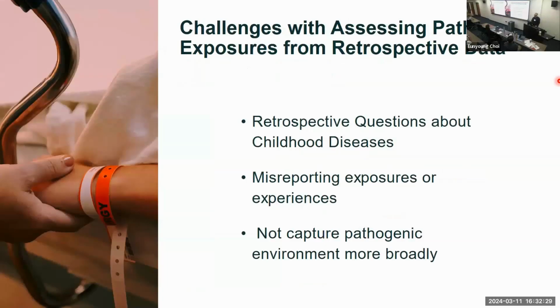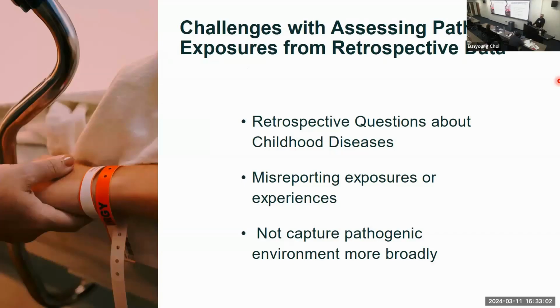So, challenges with assessing pathogenic exposures from retrospective data. The HRS does actually ask respondents if they had childhood diseases. However, when I was looking at this data, and I think it's admirable that the HRS collects it, I'm not sure how much I trust it given some of the prevalence and some of the weird associations I was finding with different health outcomes. They do ask about measles and a couple others. So there's a concern in terms of misreporting exposures or experiences that they had. People can't recall it, or they say they had one thing but really it was a different thing, right?